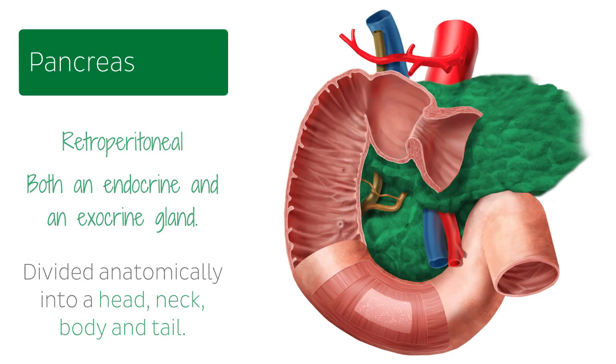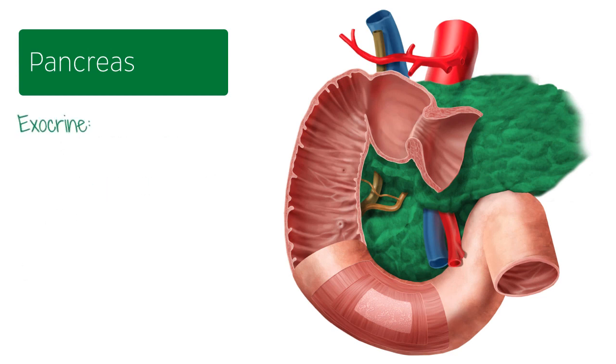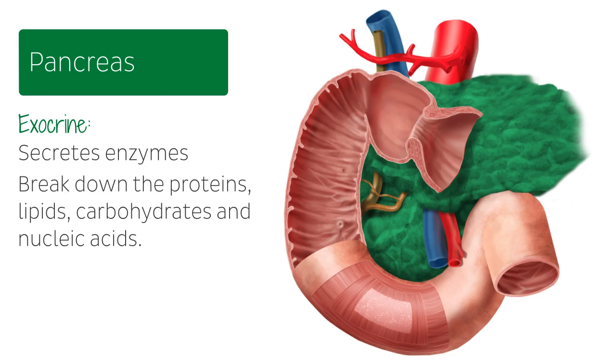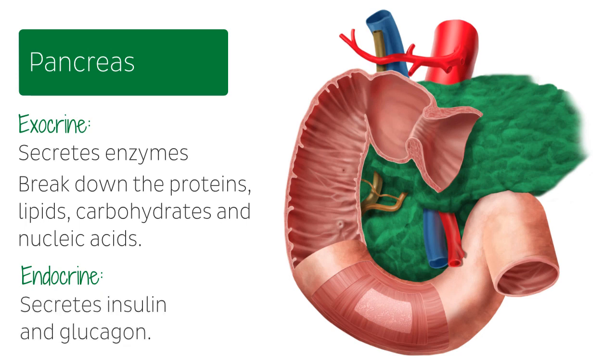Functioning as an exocrine gland, the pancreas will be then secreting enzymes into the duodenum in order to break down proteins, lipids, carbohydrates, and nucleic acids in food during digestion. When it functions as an endocrine gland, the pancreas will be secreting insulin and glucagon into the bloodstream in order to control blood sugar levels throughout your day.